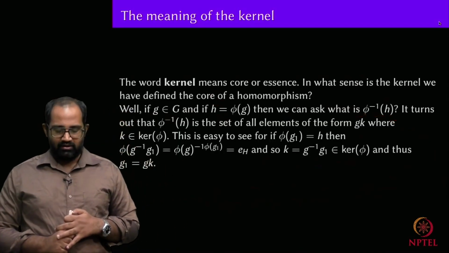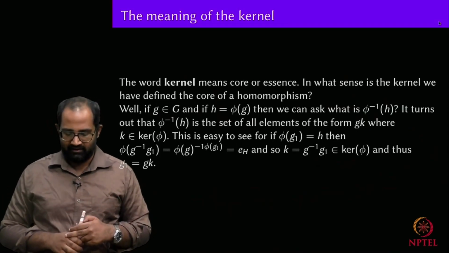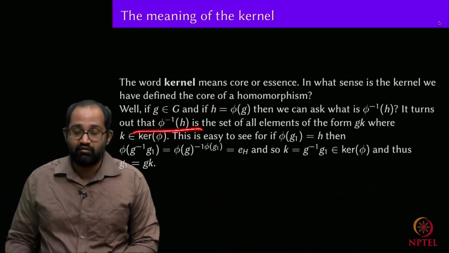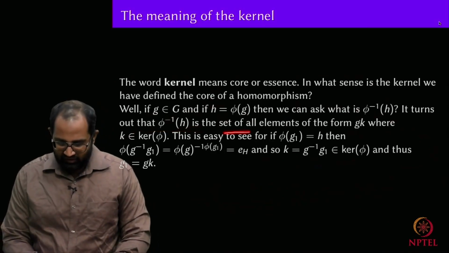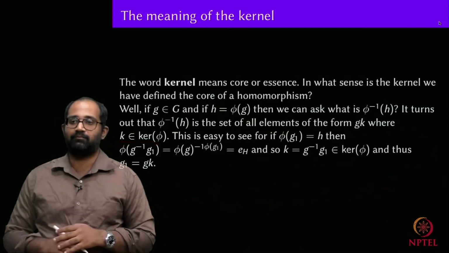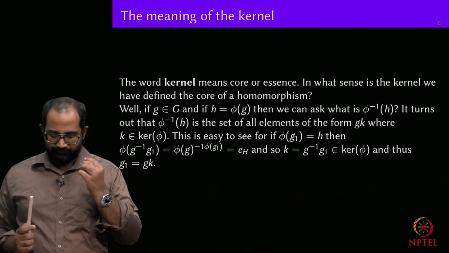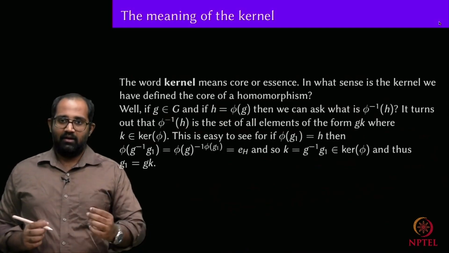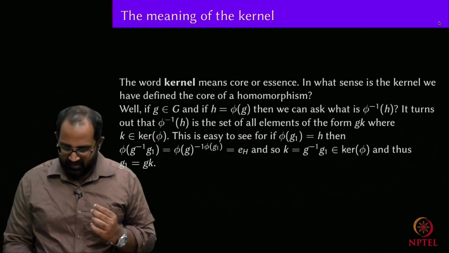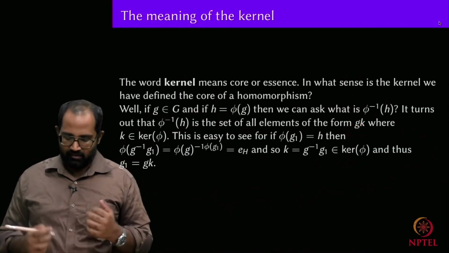Well, it turns out that knowing the kernel answers this question entirely. How? Well, the elements in phi inverse of h are precisely the set of all elements of the form gk, where k is in the kernel of phi. So, if you know the kernel, you can figure out all the elements that get mapped to the same point as g, that is precisely gk, where k comes from the kernel.